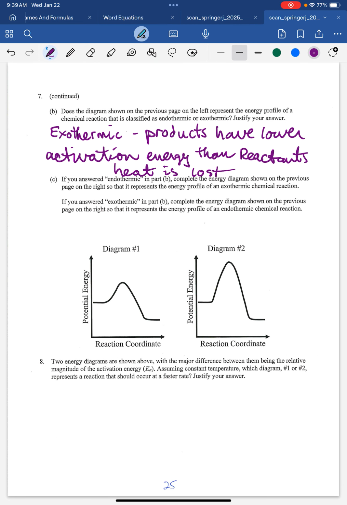Number 8. Two energy diagrams are shown above, with the major difference being the relative magnitude of the activation energy. Assuming constant temperature, which diagram, 1 or 2, represents the reaction that should occur at a faster rate? Justify your answer. So what we're saying is we've got to go from energy here to energy here or here. Clearly this activation energy is a whole lot lower than this one.